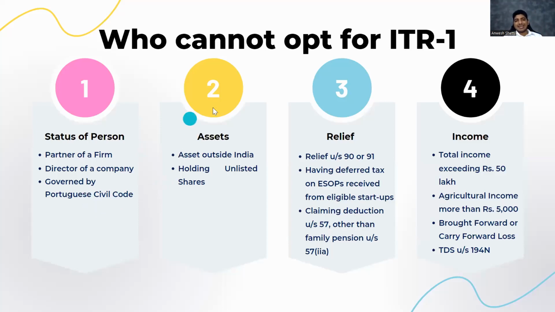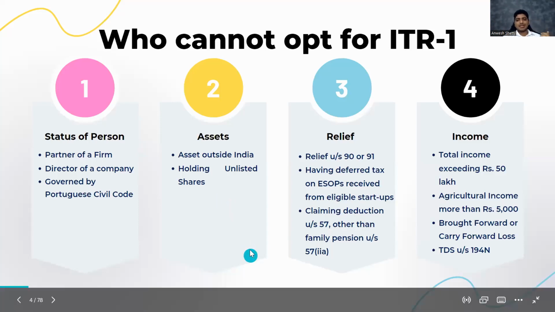Now, talking about the second criteria, that is on the basis of assets. If you have any assets outside India, let us say you have a bank account outside India or some asset outside India, you can't file ITR1. If you are holding certain unlisted shares, maybe 3 years back you purchased some shares of an unlisted company, that means you have not purchased from NSE or BSE, some public limited company, then also you are not eligible to file ITR1. Again, these are only a couple of slides of theory that we are discussing. Next, I'll directly take you to the website.